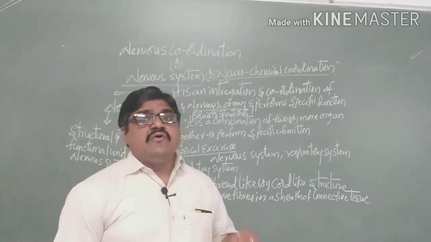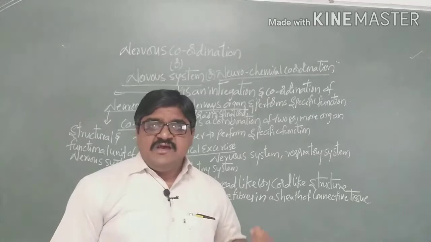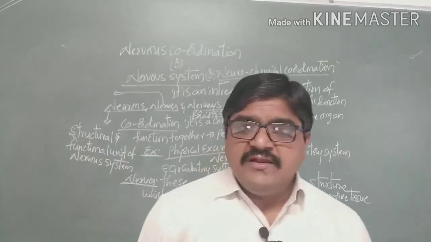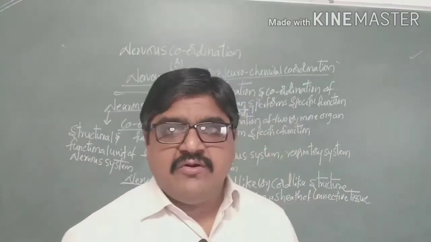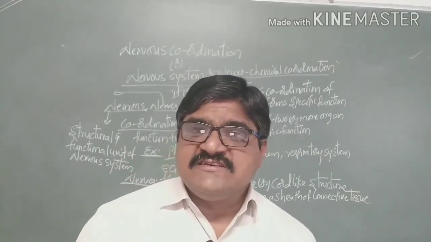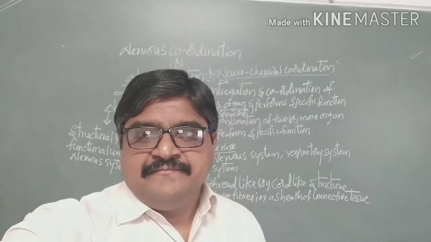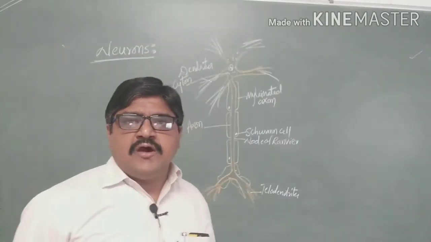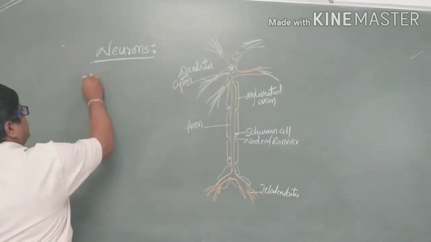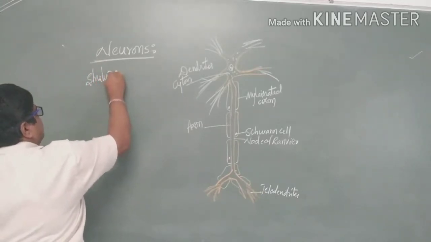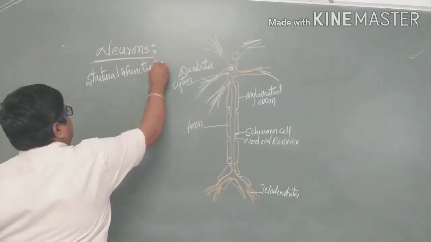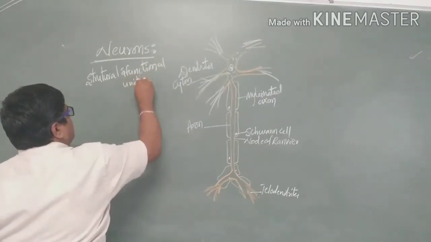Again, briefly I will explain what a neuron is. We will now discuss a brief introduction about neurons. Later we will go to the nerves as well as how this nervous system is classified. So, neurons are the structural and functional units of the nervous system.